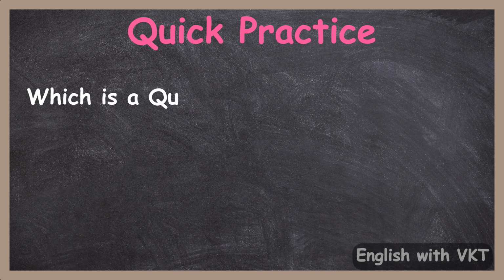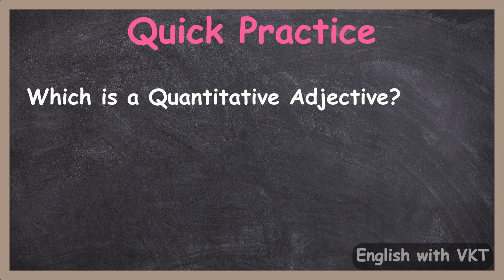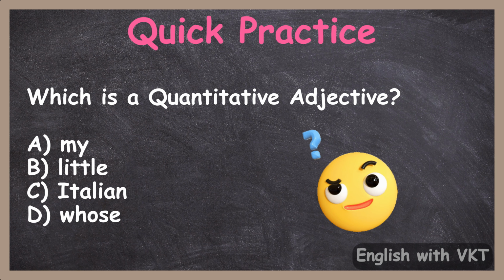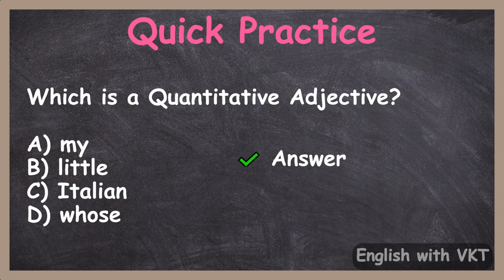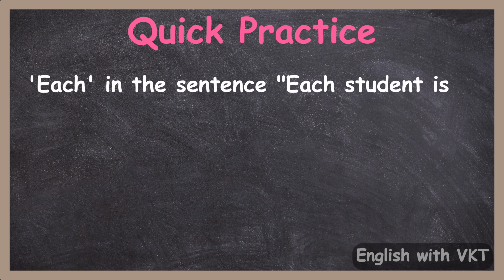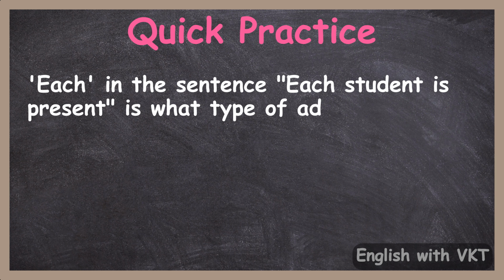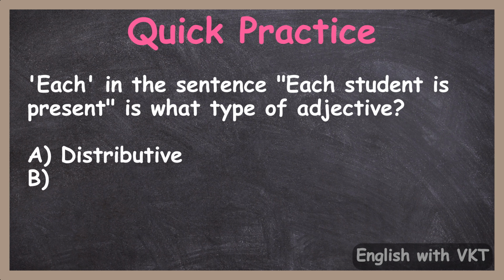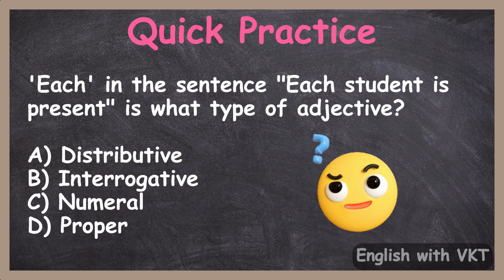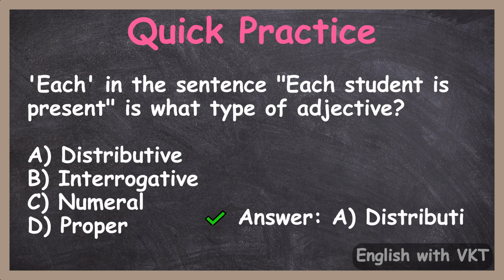Which is a quantitative adjective? A. My. B. Little. C. Italian. D. Whose. Answer: B. Little. Each in the sentence, each student is present, is what type of adjective? A. Distributive. B. Interrogative. C. Numeral. D. Proper. Answer: A. Distributive.